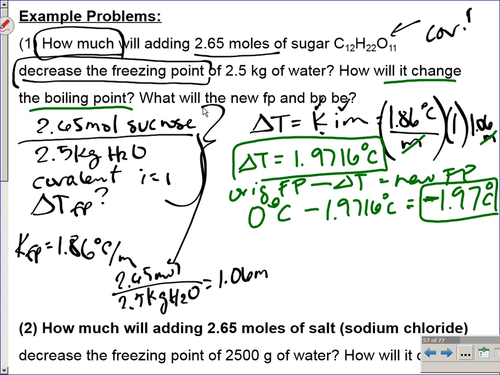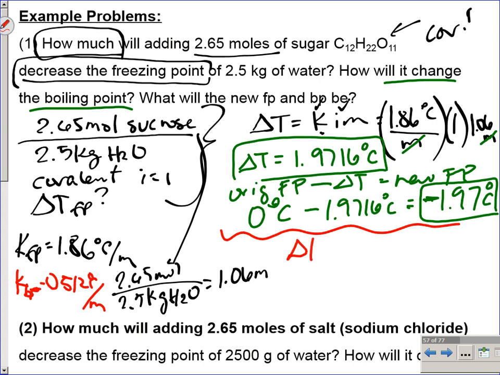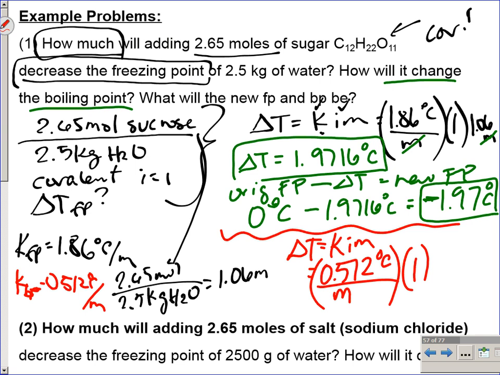So I'm going to do this one in red. What's my K value for boiling point for water? Degrees C per molal, right? So how does that change all this information? What's the only thing that's going to change in my formula? K value. So delta T is still K I M. K, in this case, is 0.512 degrees Celsius per molal. The I factor is still 1 because it's still that sugar. And the M value, which we already calculated by moles divided by kilograms of solvent, is still 1.06 molal.